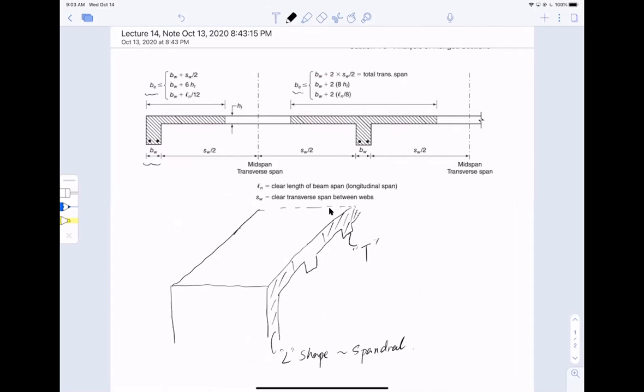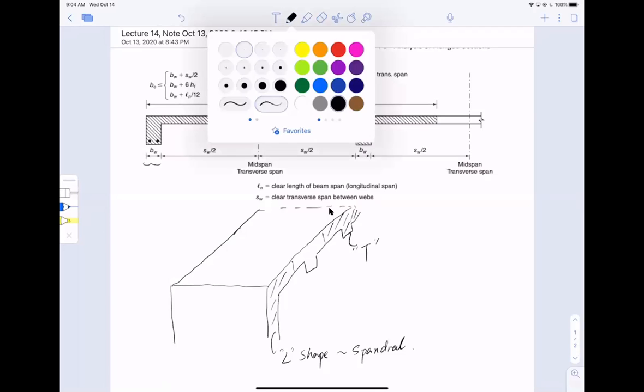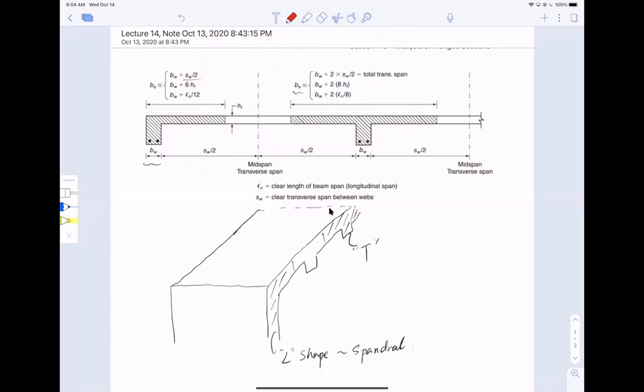This is smaller than or equal, meaning you take the smallest value of the three. What are these three? First is BW, which is the web, plus SW divided by 2. I'm going to use red so you can see it. Follow me: SW divided by 2. What is SW? Here it says SW is the clear transverse span between webs.